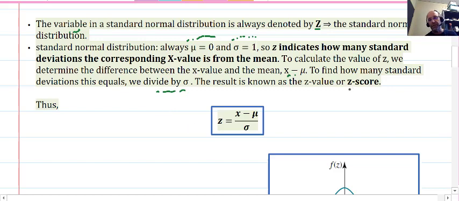And it's called a Z-score, very important. There's your formula for Z-score. Make sure you note that. Z is X minus mu over sigma. All right, you're going to use that a lot.